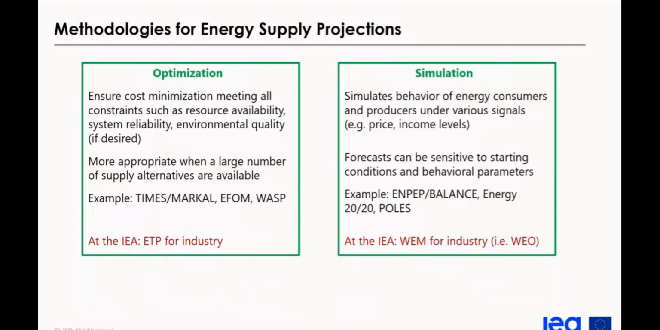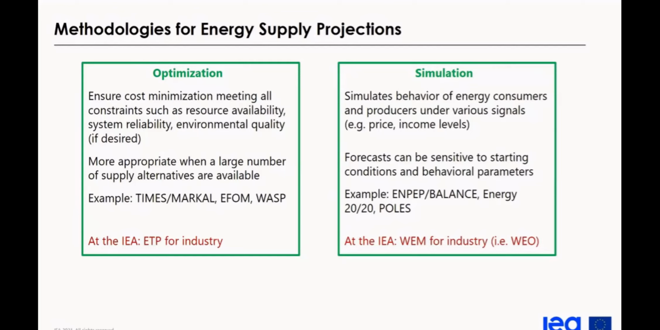When we want to project and to estimate what the future of energy supply could be, again, there are two methodologies. The first one is about optimization. We aim at minimizing a variable, like cost, while ensuring that it meets all the constraints. So it can be having a level of electricity produced at the lowest cost, or having an electricity mix with the lowest emission factor. Another methodology is about simulation, where we will simulate behaviors of both energy consumers and energy producers.